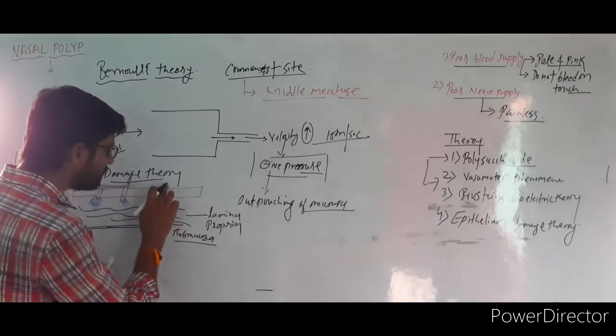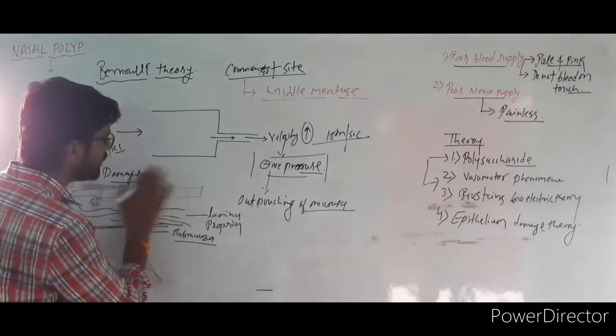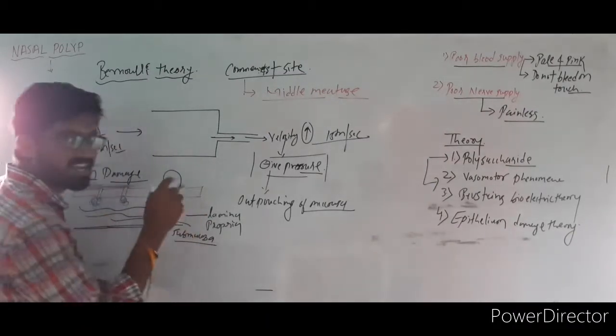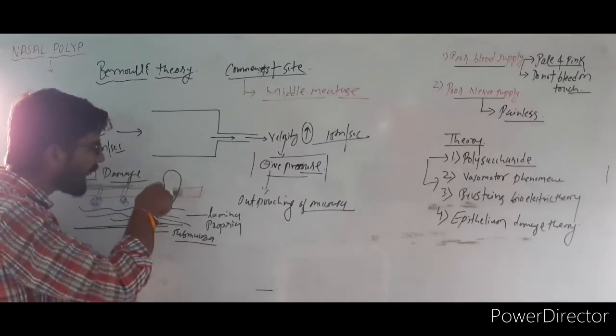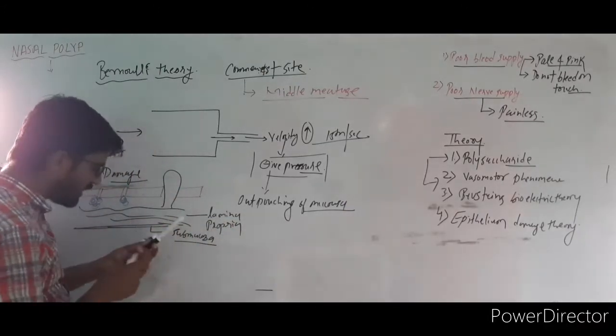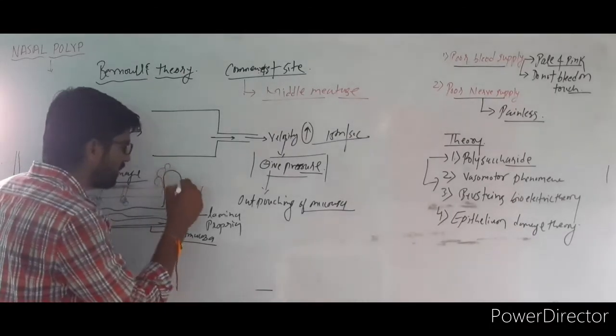If there is any epithelium damage, so let's think there is the epithelium damage, right? So here is the epithelium damage. So this lamina propria, it prolapses, right? Or you can say outpouching of the lamina propria. So this epithelium, what it does, it wants to cover it. Yes, it wants to cover this defect.